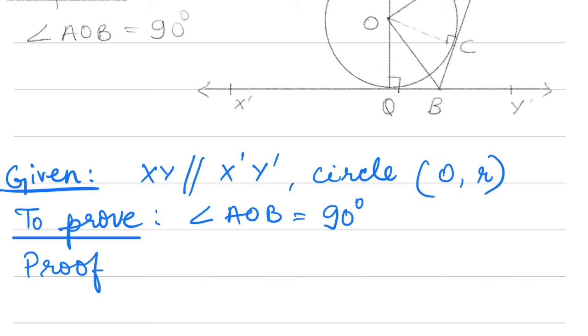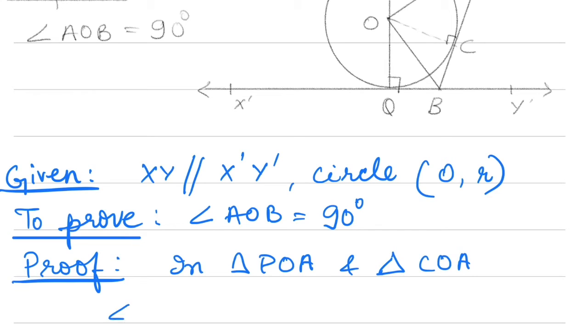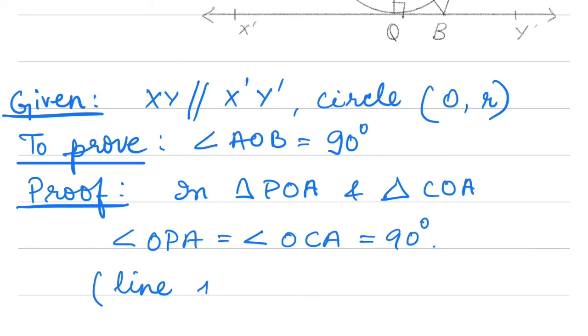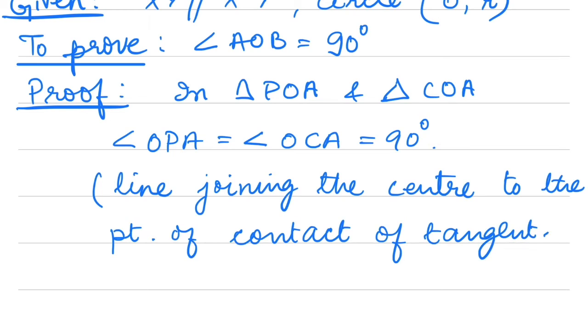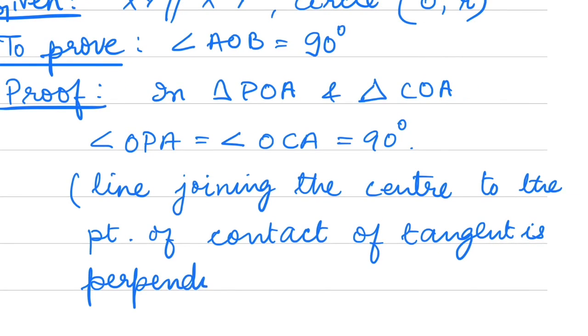Now proof. In triangle POA and triangle COA, we have angle OPA is equal to angle OCA, and both are equal to 90 degrees because the line joining the center to the point of contact of tangent is perpendicular to the tangent.